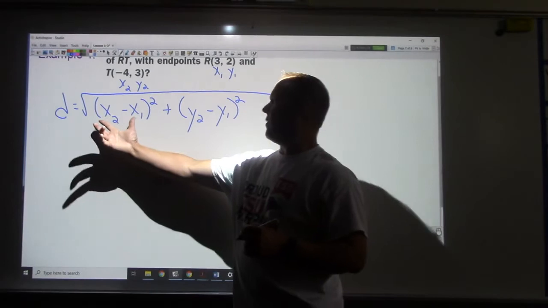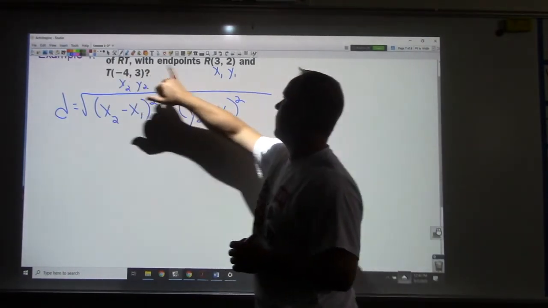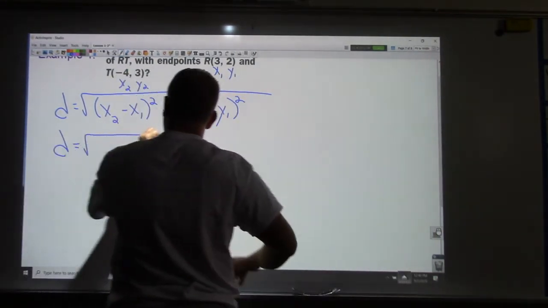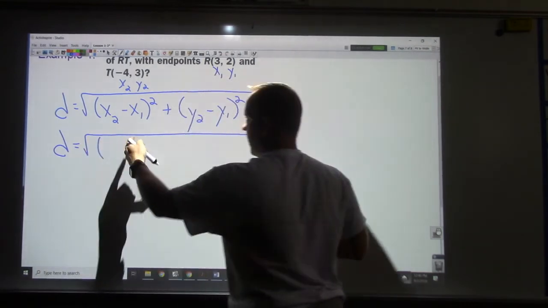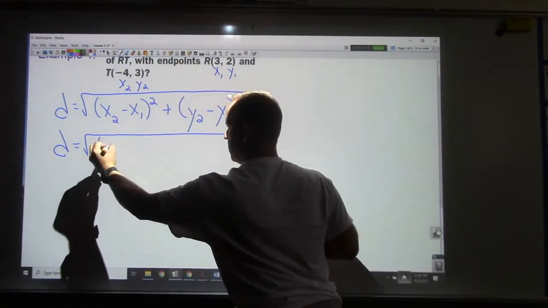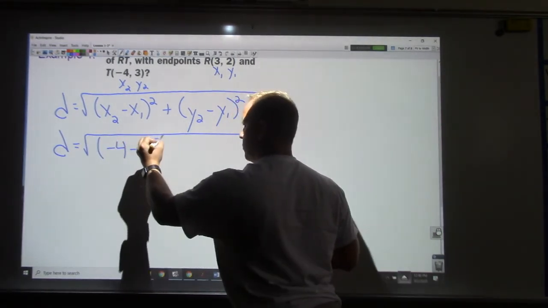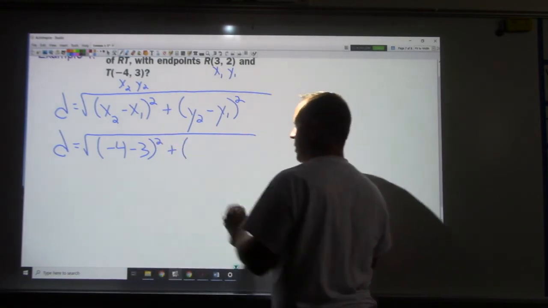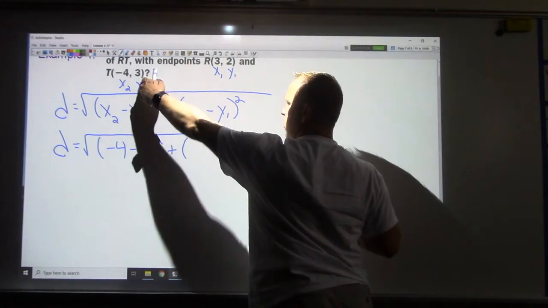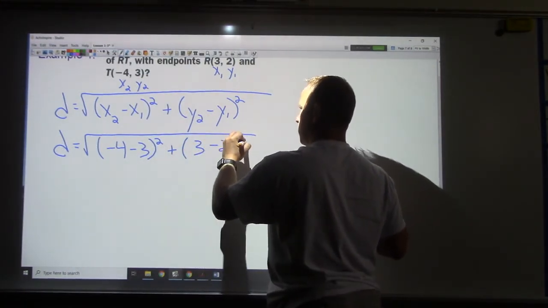So here where I have x sub 2 minus x sub 1, I know that's going to be negative 4 minus 3. So again, x sub 2 minus x sub 1, negative 4 minus 3. Close the parentheses, squared, plus, parentheses, y sub 2 minus y sub 1 squared. So y sub 2 is 3, minus 2 squared.